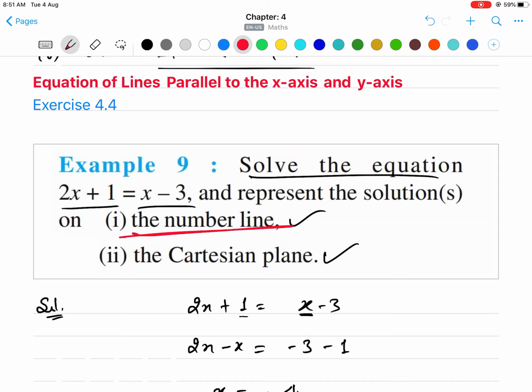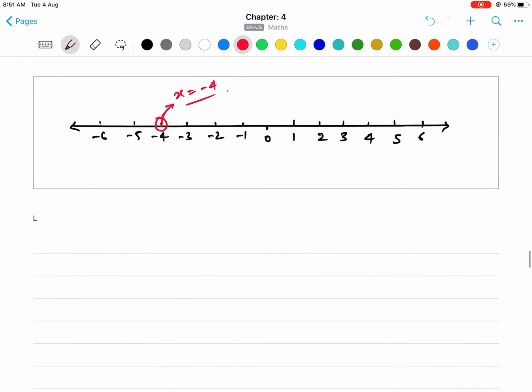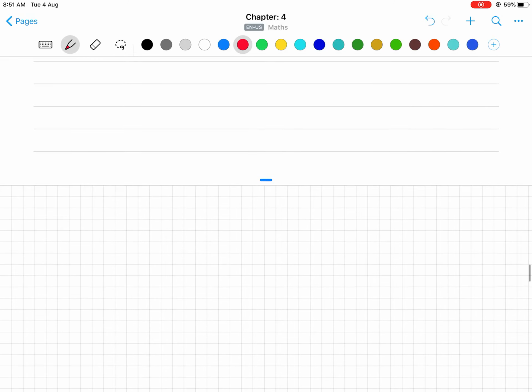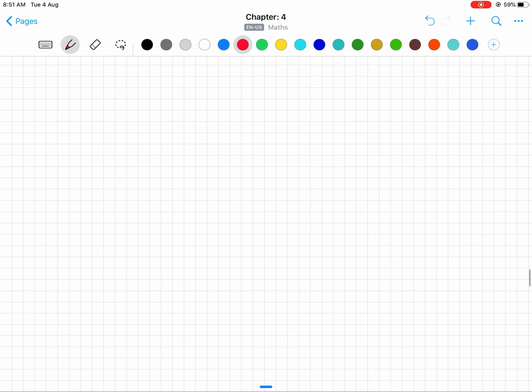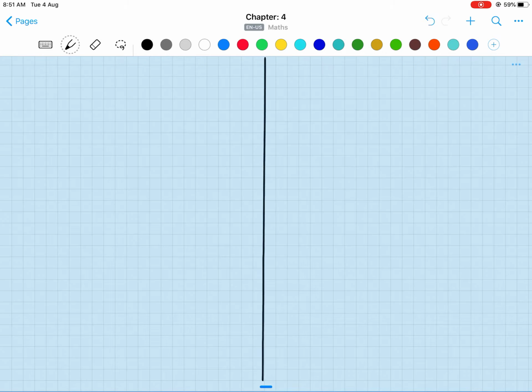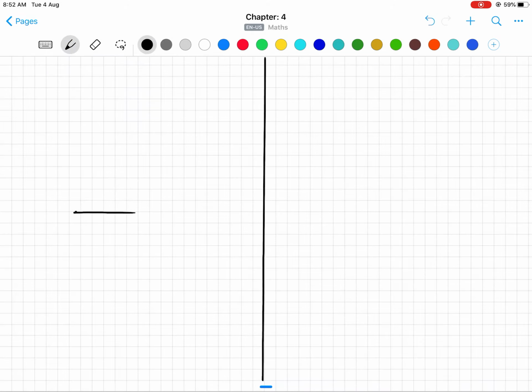Cartesian plane means we have to draw the xy plane. On this, first draw the two axes: the vertical one, which is the y-axis, then the horizontal one, which is the x-axis.